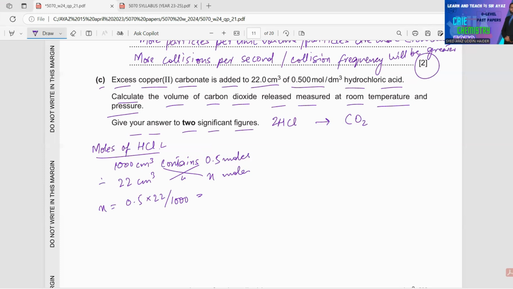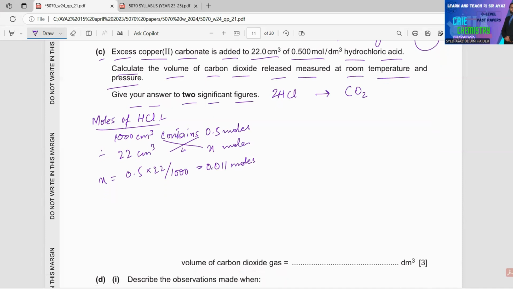0.011 moles. Fine. Now you have the moles of hydrochloric acid. We can calculate the moles of carbon dioxide using this information according to the reaction equation. Two moles of hydrochloric acid give 1 mole of carbon dioxide.